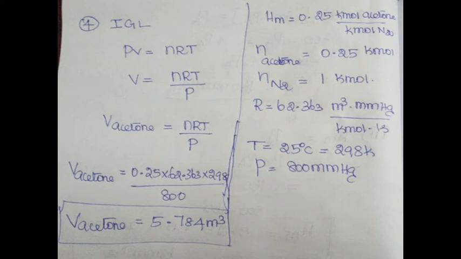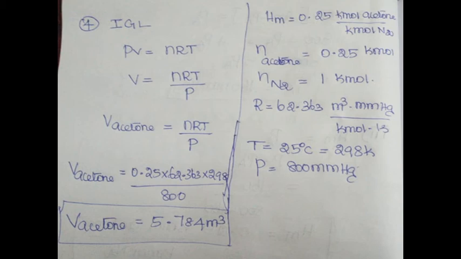How to calculate the total number of moles, or n value? See the slide on the right side. Capital Hm is equal to 0.25 kilomole of acetone per kilomole of nitrogen. This is the calculated value, the absolute molar humidity. From that, the number of moles of acetone is equal to 0.25 kilomole. This is the numerator value. Denominator, per mole of nitrogen, that's why the number of moles of nitrogen is 1 kilomole.